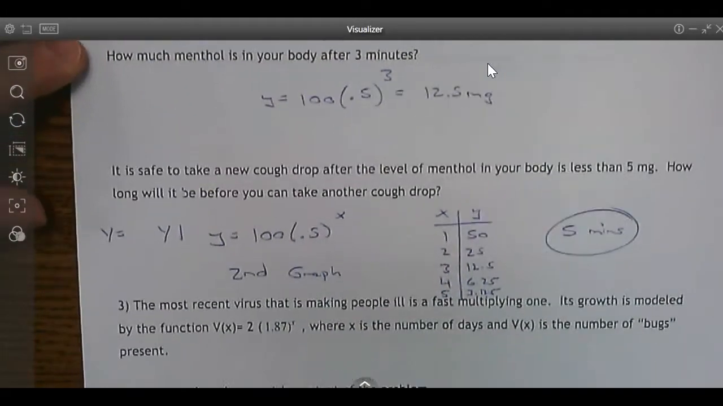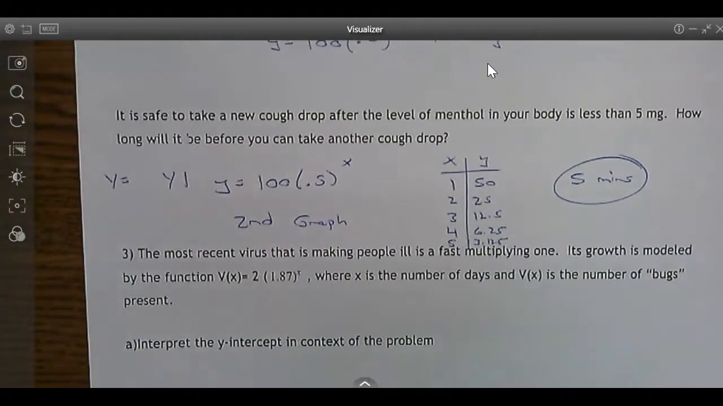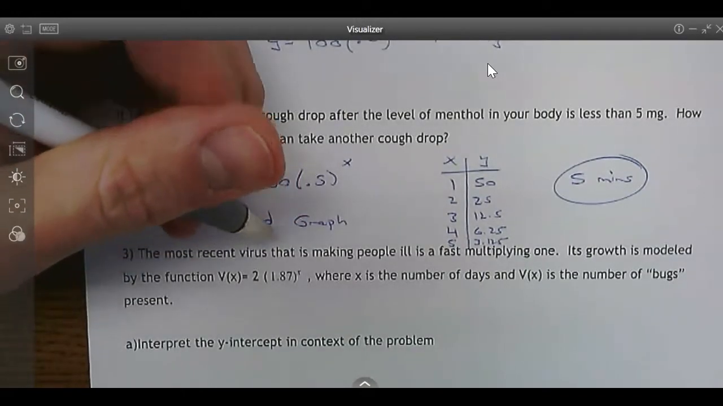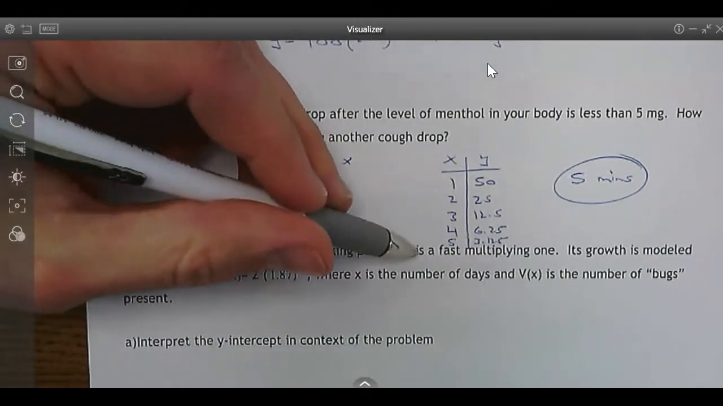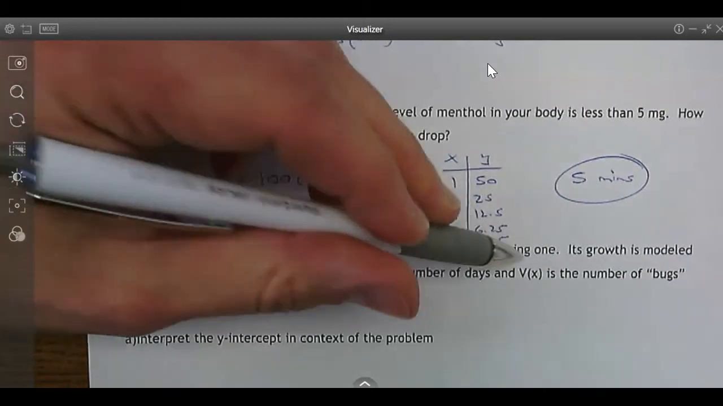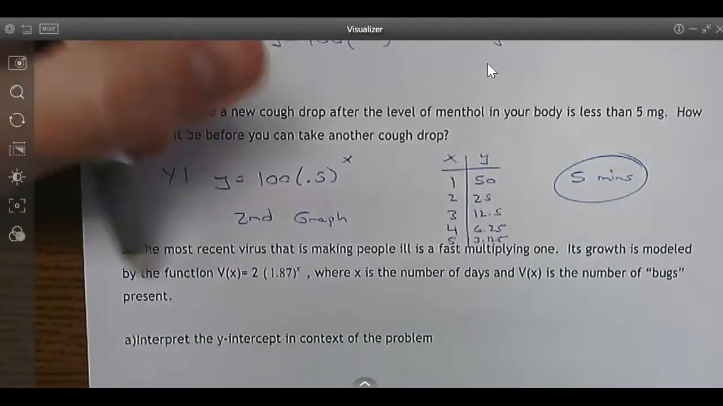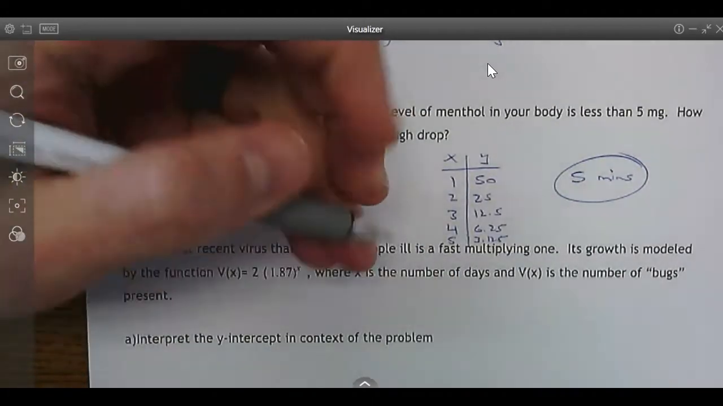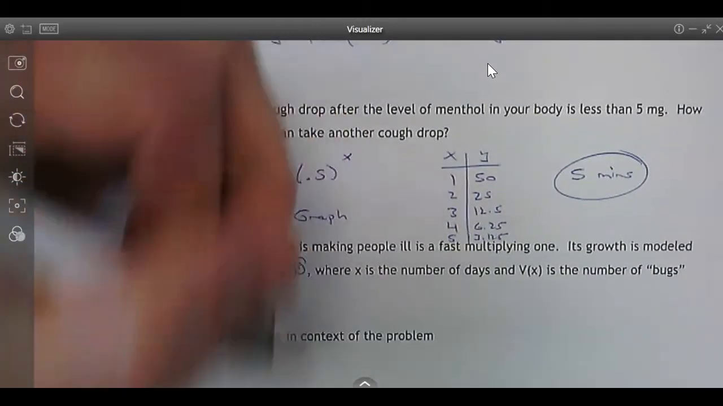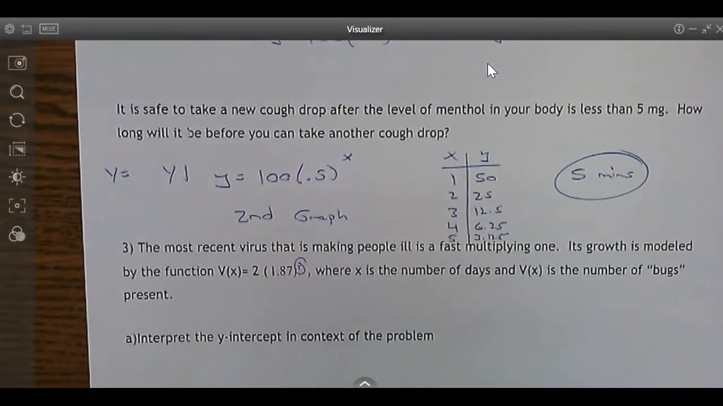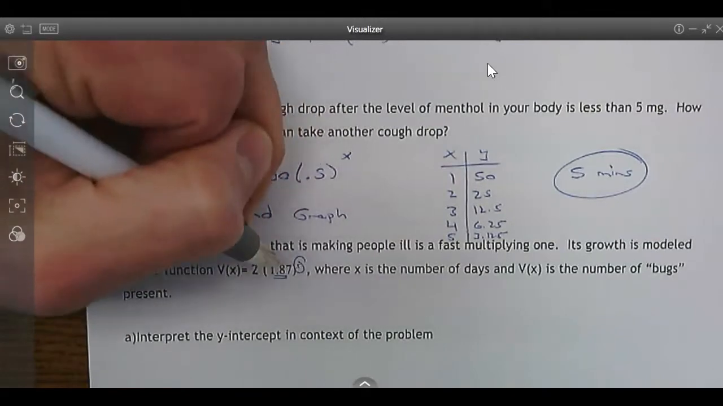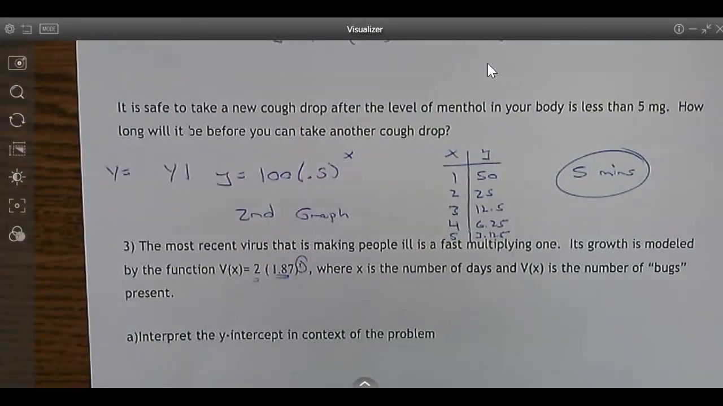All right, moving on to number 3. The most recent virus, I wonder what that is, making people ill, is a fast multiplying one. Its growth is modeled by this function. Again, I know this is exponential because x is in the exponent. You should know if this is growth or decay already, and you should know what that 2 represents. X is the number of days, and V of x is the number of bugs present.